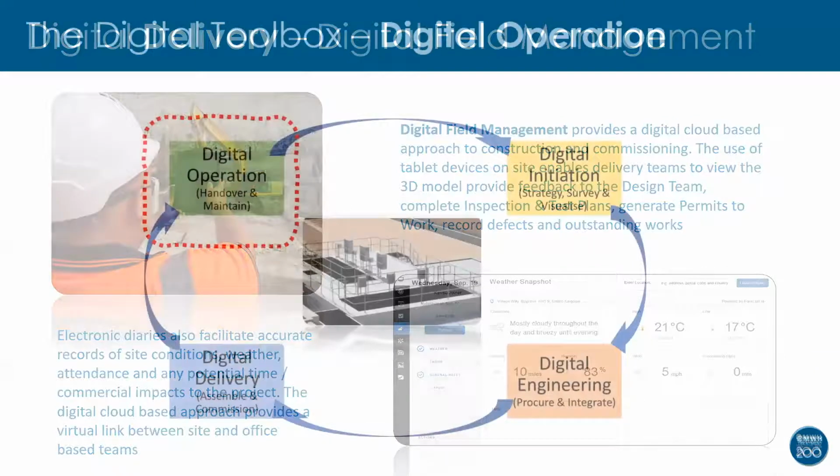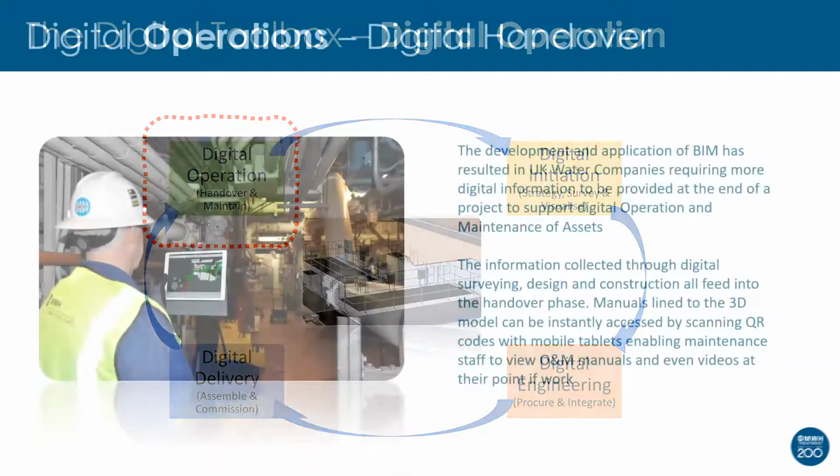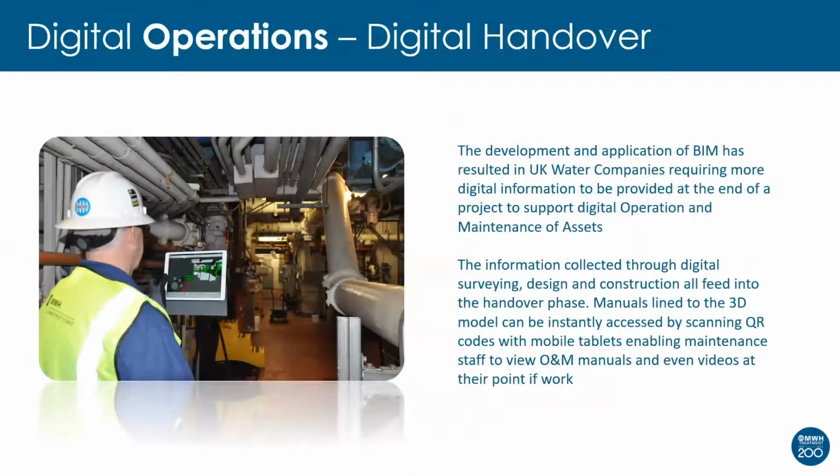So lastly then, digital operation. At the end of the job, we produced all this digital information, and it's readily available to be handed over to our clients for that particular asset. Now, this is where it depends how well progressed the client systems are, because if they're able to take this information and it's readily accessible to their operational staff, then they've got all the manuals available on a tablet at the point of application.